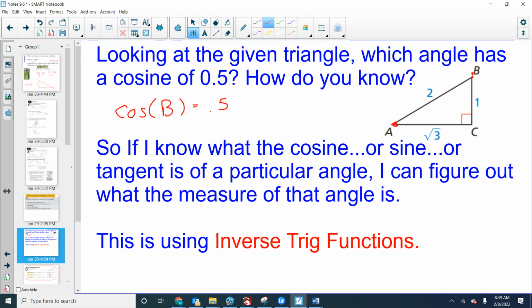All right. So if I know what the cosine or sine or tangent is of a particular angle, I can figure out what the measure of that angle is. This is called an inverse trig function, all right? Just like square rooting was the inverse of squaring, just like division was the inverse of multiplication, they have their own inverse functions that undo them, all right?